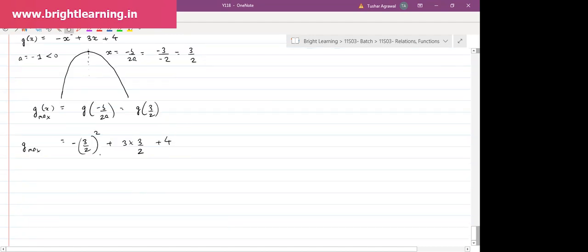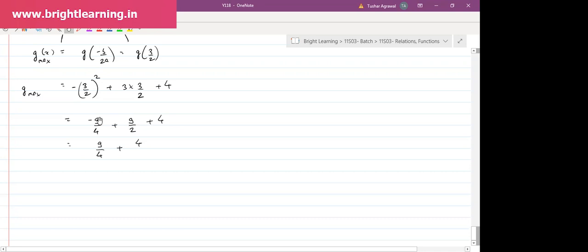So if you do this calculation, this will be minus of 9 upon 4 plus 9 upon 2 plus 4. So double 18, so 18 minus 9 plus 18 becomes 9 upon 4, and this 4 as it is. I'm just doing arithmetic, nothing new. This is 18 upon 4 minus 9 upon 4, so 9 upon 4. So the maximum value is 4 4s are 16, 16 plus 9 is 25 upon 4. This is g max.